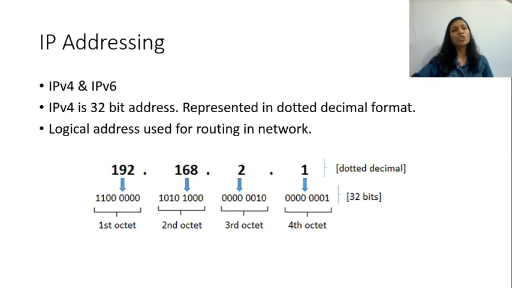We have got two classes of IP addresses, IP version 4, which is 32-bit, and IP version 6, which is 128 bits. Since IPv4 is a 32-bit address, you can have 2^32 number of addresses possible.